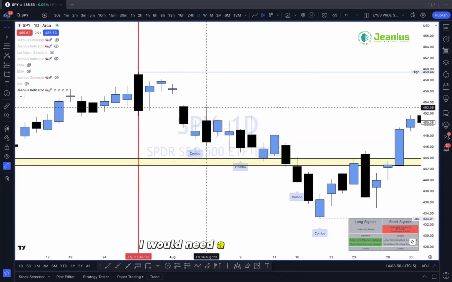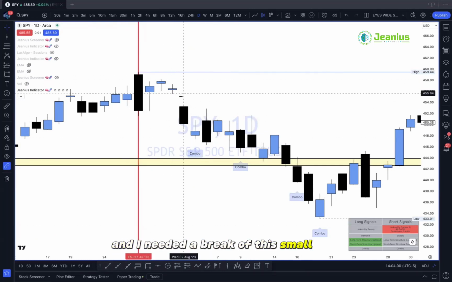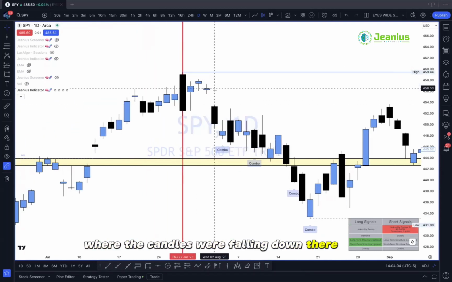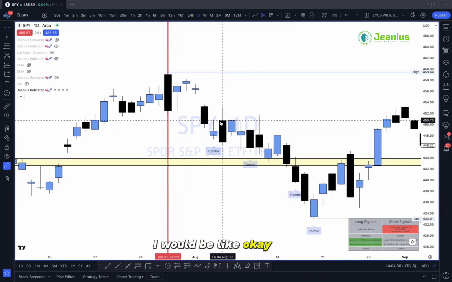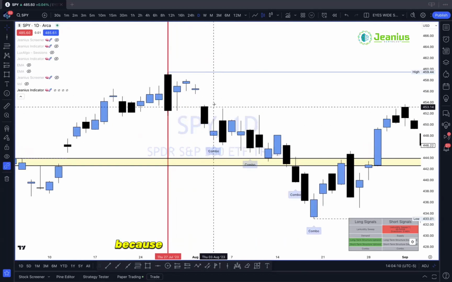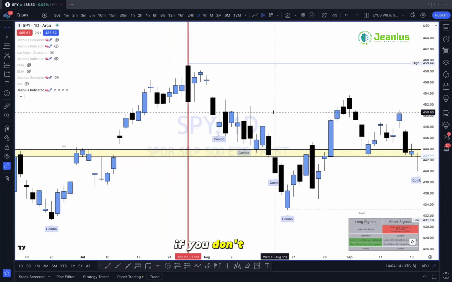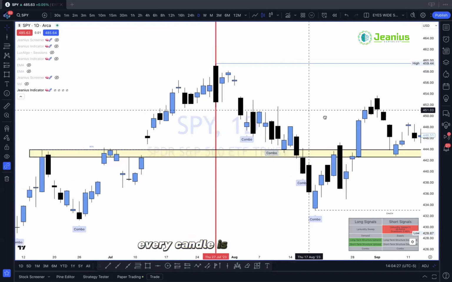I would need a bullish candle closure above, and I would need a break of this small trend where the candles were falling down here. This is the only way I would say, okay, cool, I could take that, because then I can see the candles' trend changing. And once again, if you don't know, every candle is a trend. Shout out to Al Brooks. Every candle is a trend, whether it's a 1 minute candle, a daily candle, or a 3-month candle. It doesn't matter. Every candle is a trend.